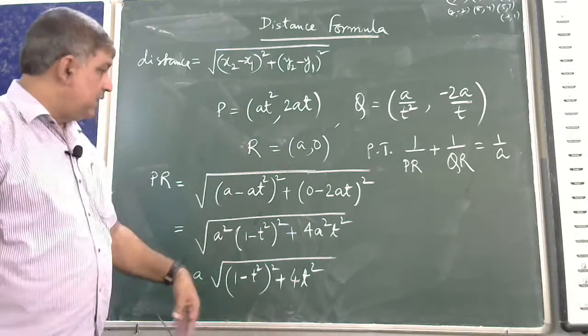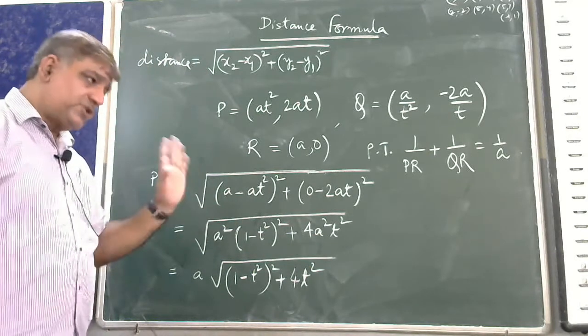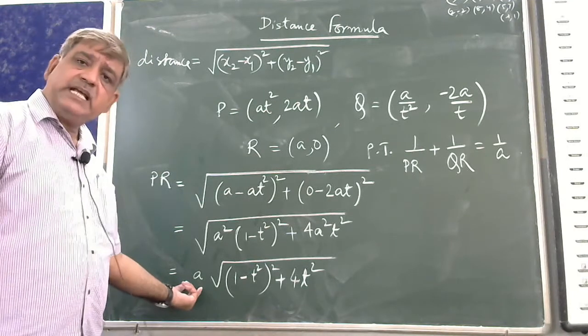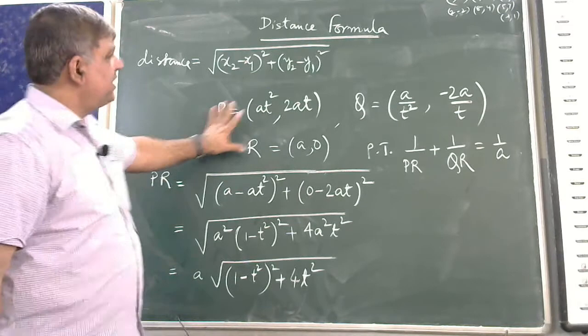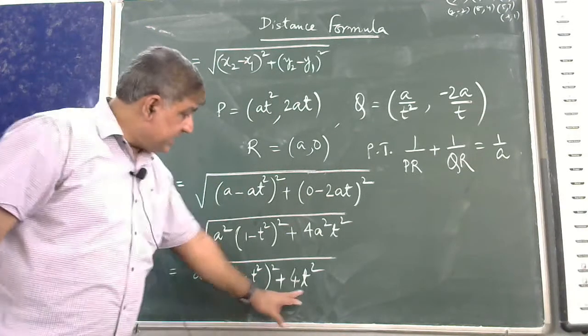But remember, whenever we take this a square outside the radical sign, we assume that this a is positive. That's why we have written here simply a, and you must keep in mind that a is positive, as given. So here you will get this result.